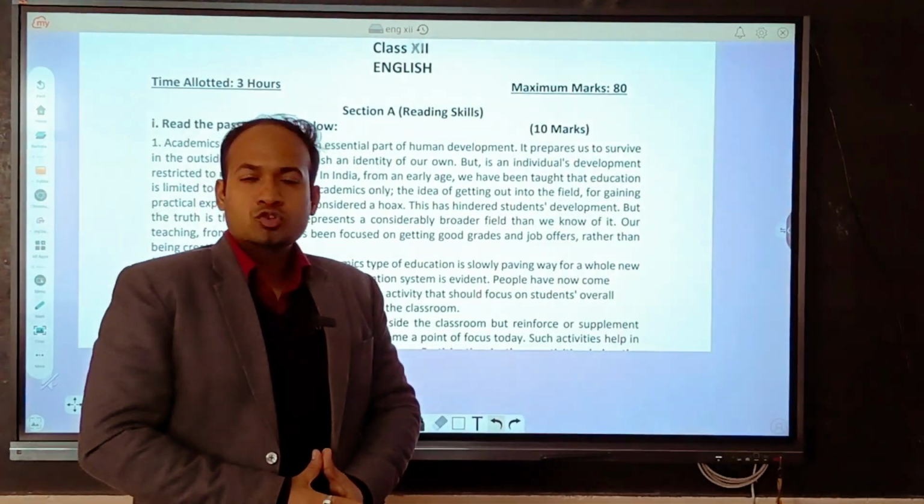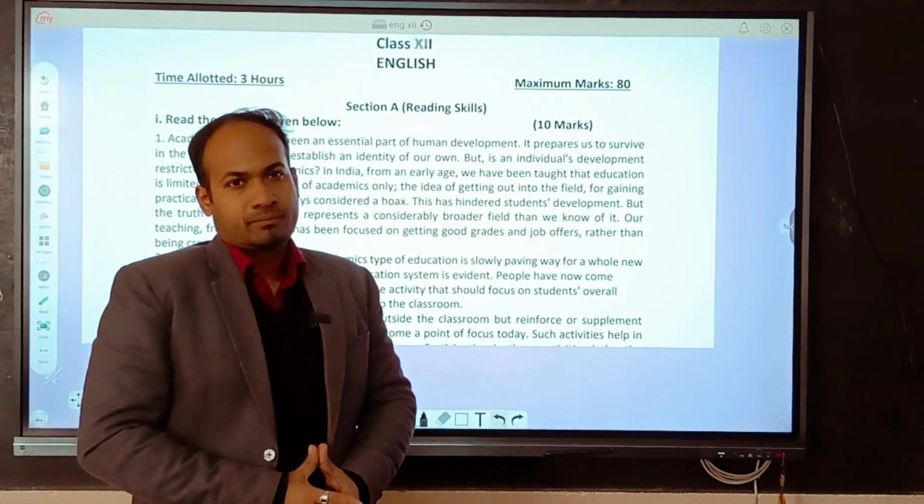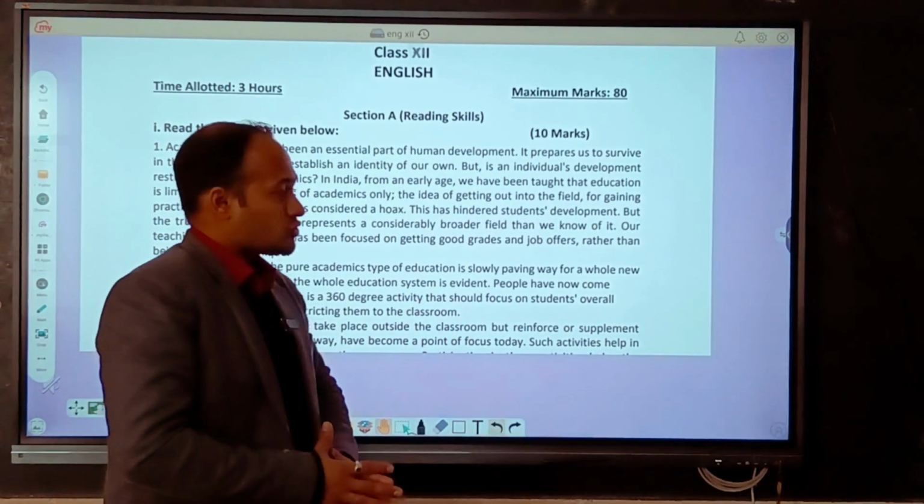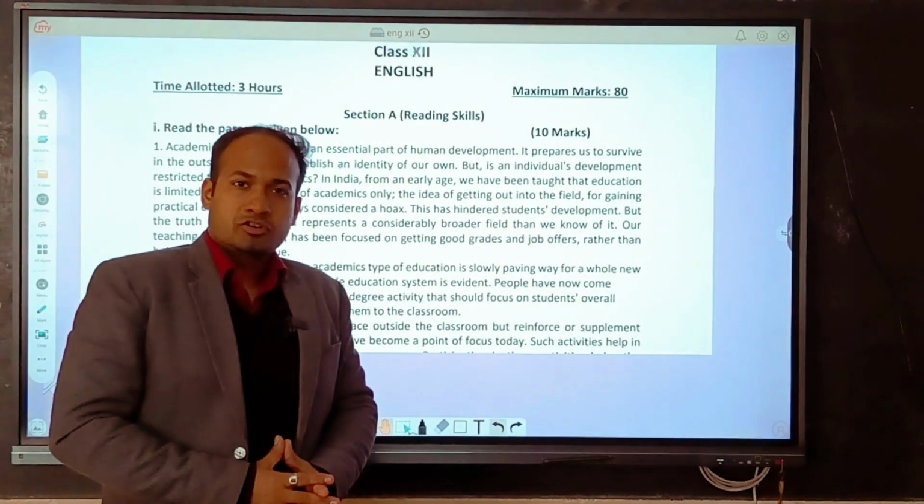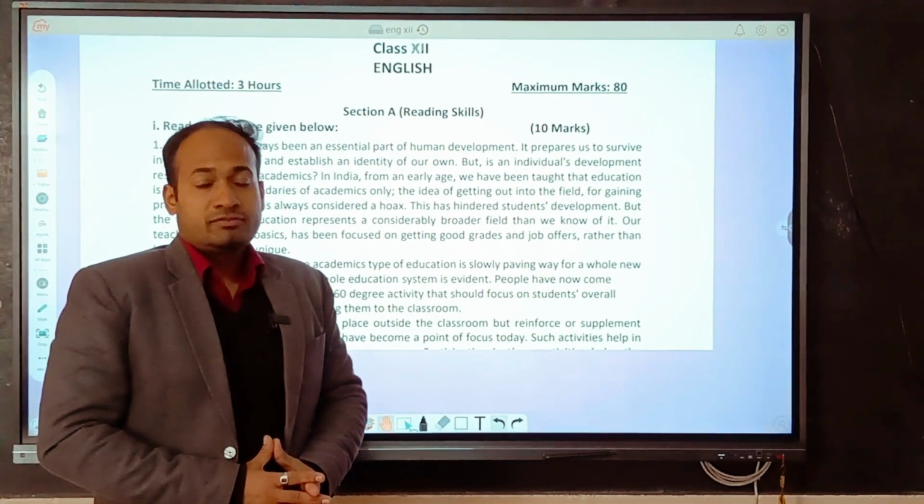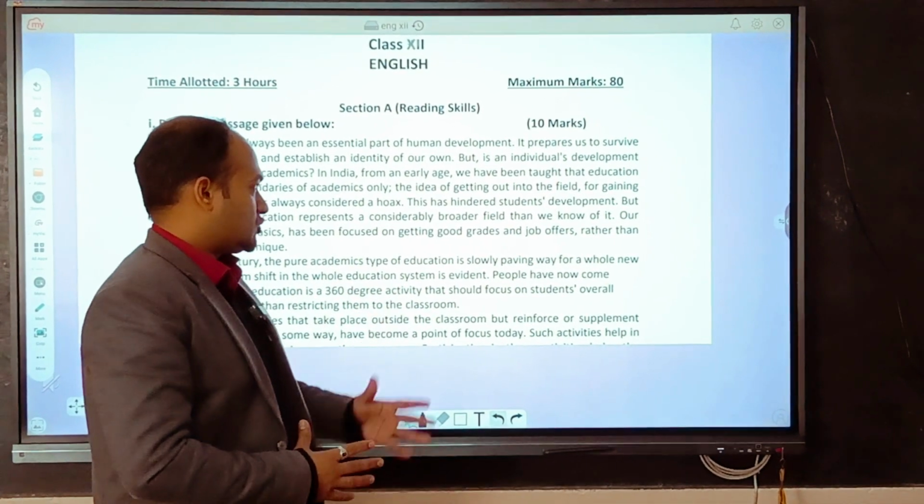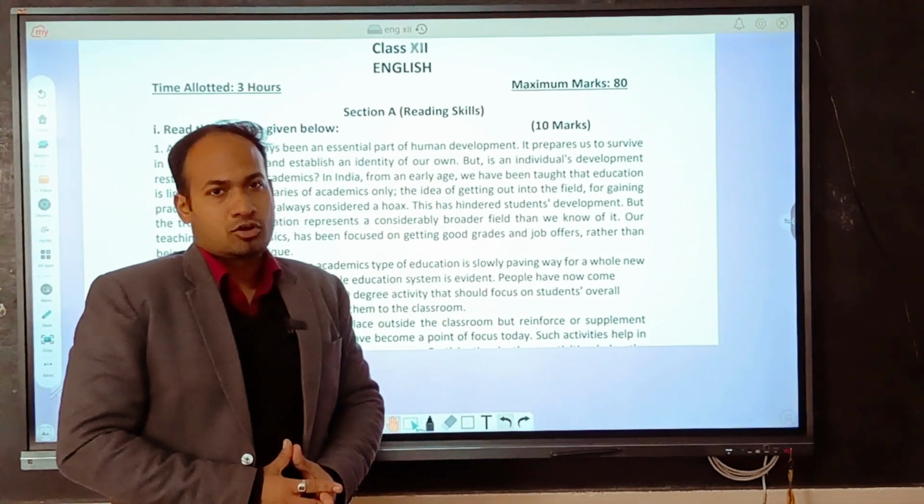Today we will learn how to score maximum marks in your English paper. First of all, coming to the unseen passage, as you can see there is a passage over here. Never go for the passage directly, go for the questions. Find the keywords from those questions and try to locate them in your passage and develop your answer accordingly.